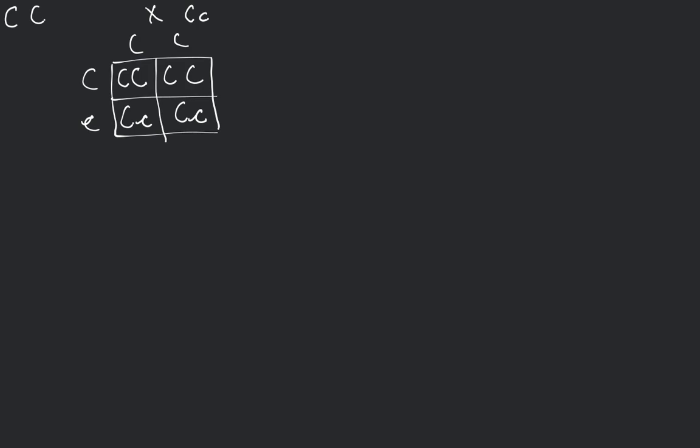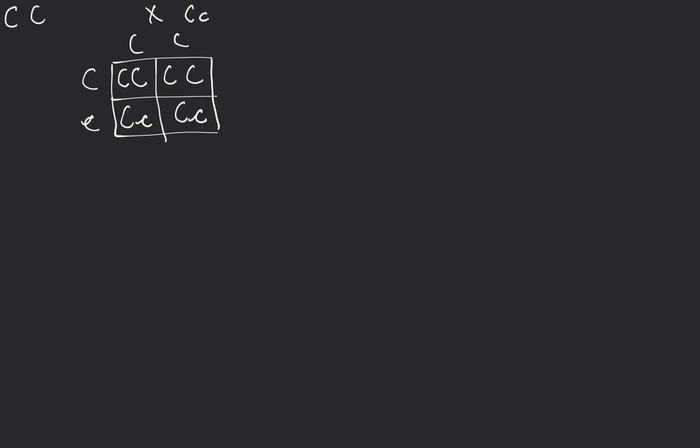So here you can see that in the first one, all are recessive. It means that the parent was not homozygous dominant, it was heterozygous dominant, right? It means that the parent here was homozygous capital dominant.